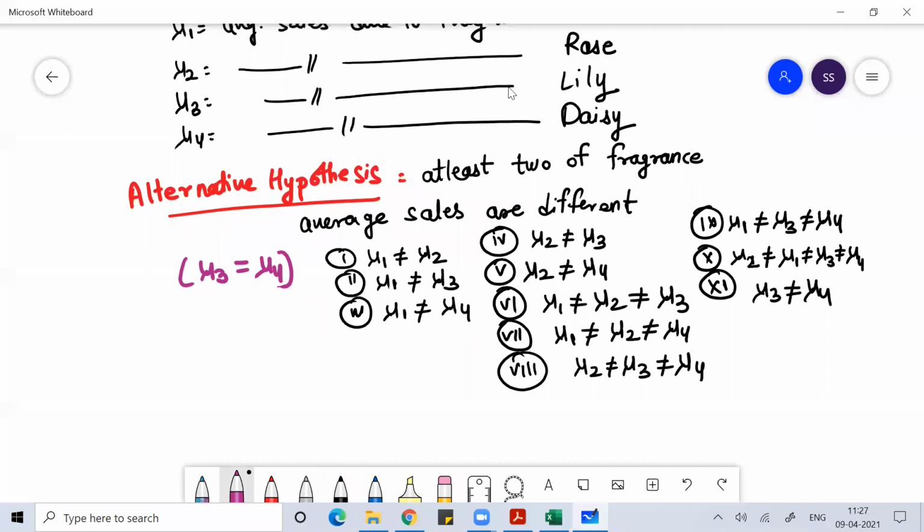If I'm saying mu1 is not equal to mu3 here, it can be that mu2 is equal to mu1. It can be that they are equal to mu4. Anything else? I hope you're understanding. Alternative hypothesis means what else can happen, what else possibility is there. I'm not saying in alternative hypothesis that they are all not equal. In null hypothesis we made everything equal; in alternative hypothesis we see what else can happen.